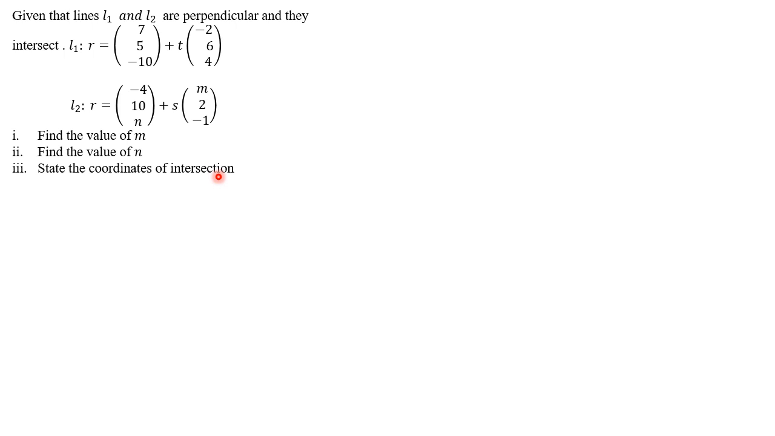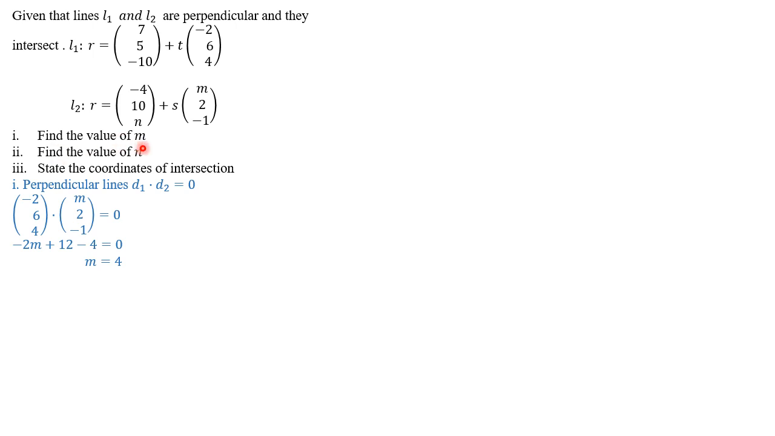We start with the first part. For perpendicular lines, the dot product of the directions equals 0. Our direction here is minus 2, 6, 4, dotted with the other direction m, 2, minus 1. So it's minus 2 times m plus 6 times 2 plus 4 times minus 1, which is minus 2m plus 12 minus 4 equals 0. Solving for m, m equals 4.